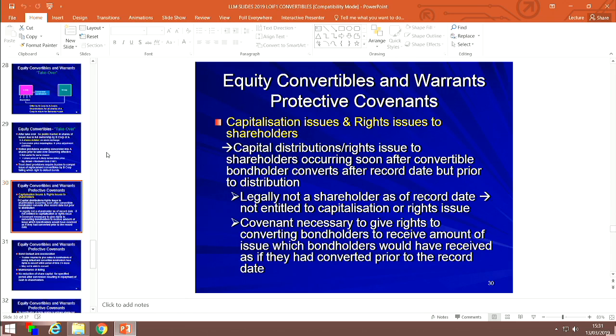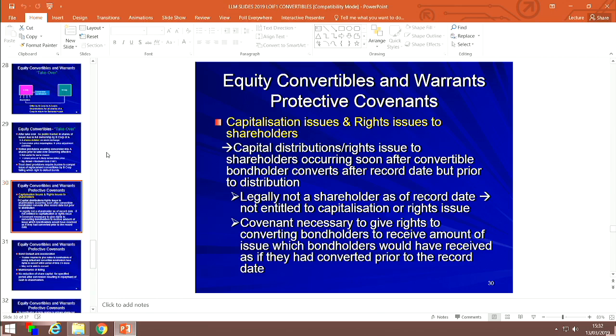There may be situations in which a convertible bondholder has converted its bonds into the underlying shares of the issuer. And then there is, immediately afterwards, a capital distribution or a rights issue done by the issuer of the convertible. If the capital distribution or the rights issue attaches to shares at a particular record date, a specified date, specified in the capital distribution or the rights issue, and that date is prior to the date on which the convertible bondholder converts, the convertible bondholder has no rights to those capital distributions.